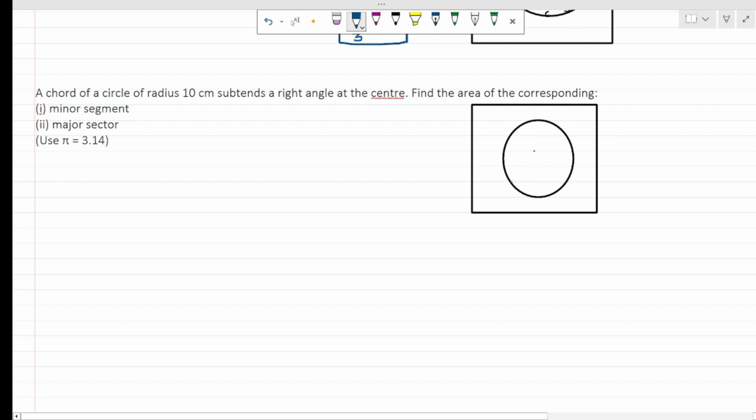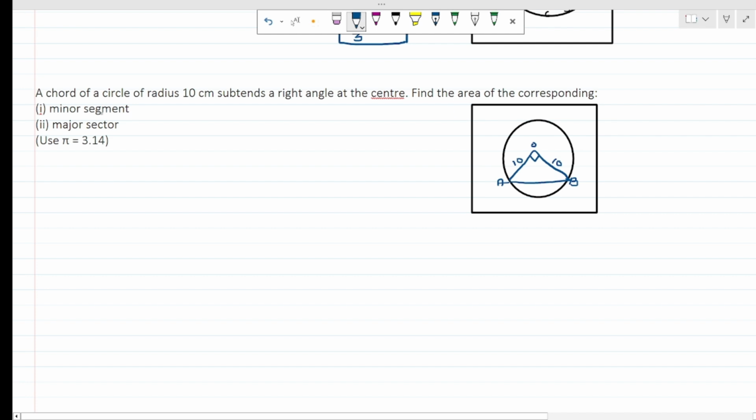So, draw a chord of a circle. So, I drew a chord of a circle from the center. This will be my radius. Okay. This is my 10 and this is also my 10. This will be my O, A and B. My chord is AB. My radius is OA and OB, which is 10 centimeter. It subtends right angle. That means in the center, it will form the right angle.